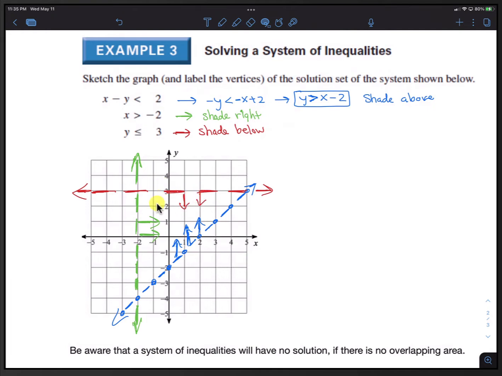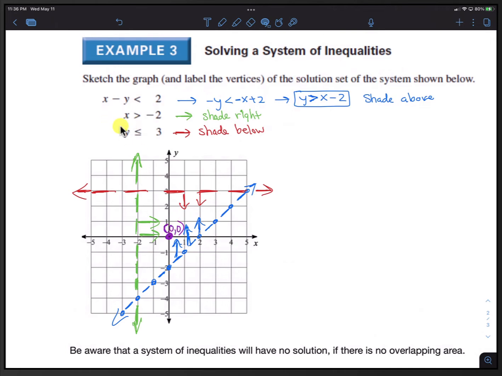So now you can see exactly what region we should be shading. We're shading below the red line, above the blue line, and to the right of the green line. So that is shading this triangular space in here. Now we can double check that by choosing the point (0, 0), which is in this region. So we select (0, 0), and let's make sure that it satisfies all three original inequalities. Well, if x is 0 and y is 0, then we have 0 minus 0 is 0, which is less than 2, and that is true.